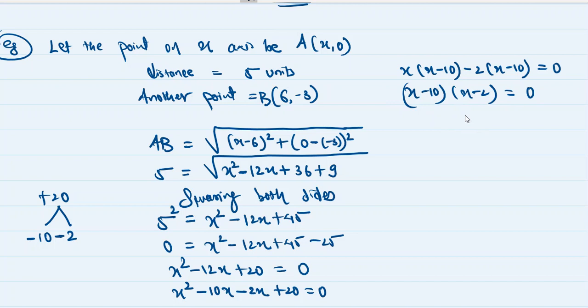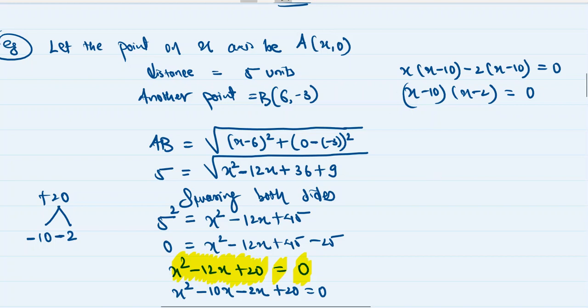You know what I'm doing? I'm splitting the middle term, and this equation which you see over here is the quadratic equation. This equation is known as quadratic equation. So I'm solving this quadratic equation with the help of splitting the middle term, okay, which you would have understood.